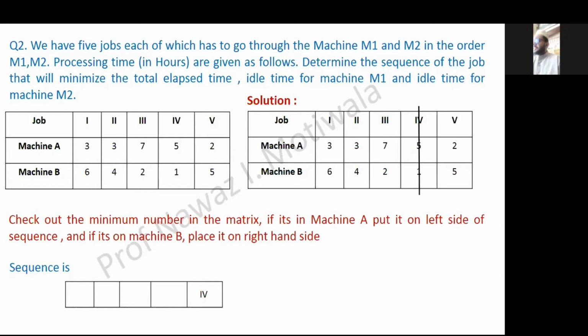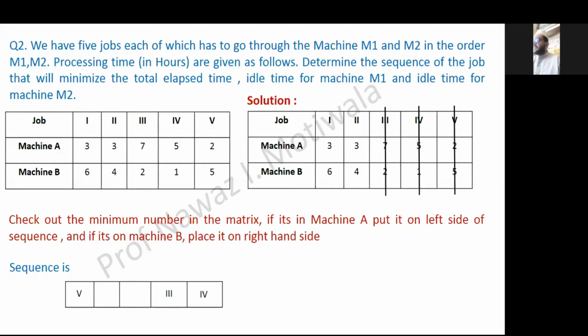Now the next minimum is 2. But it is happening on machine A also, and it is there on machine B also. So you can take any of these. Let us say I am taking machine B, the third job. As it is on machine 2, I will place it on the right hand side, and this will get cancelled. Again, the minimum is 2, but it is on machine A. So if it is on machine A, place it on the left hand side. So this will come on the left side, and this will get cancelled.